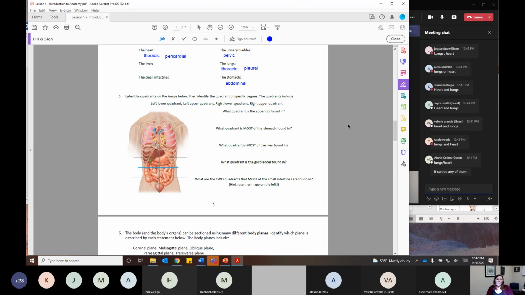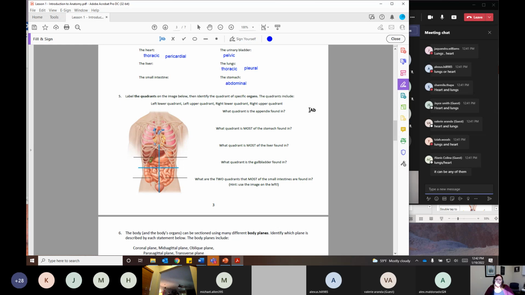When we talk about the quadrants, the good news is their names are super easy. It's the left lower quadrant, the left upper quadrant, right lower, right upper. It's very easy to name them. What can get a little bit tricky though is determining left versus right.